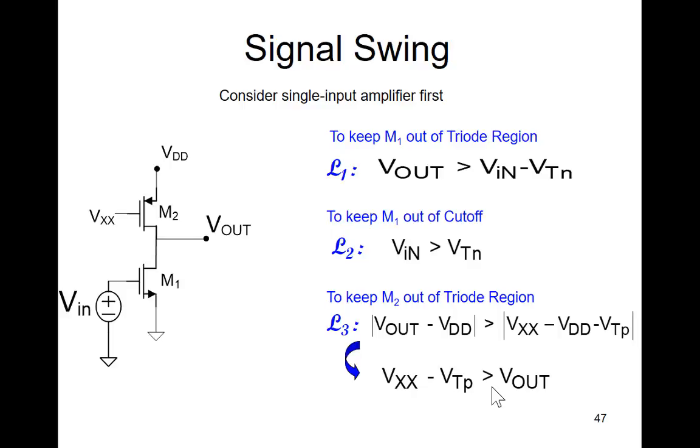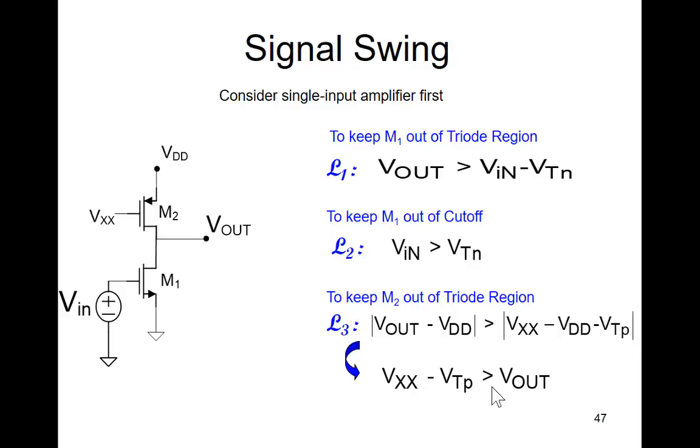To keep M1 out of triode region, VDS has to be bigger than VGS minus VT. VDS is V out here. So V out, and VGS minus VT, VGS is Vn. So V out has to be bigger than Vn minus VTn. To keep M1 out of cutoff, we want to keep this in saturation, right? So to keep it out of cutoff, the gate to source voltage has to be bigger than the threshold voltage. VGS is Vn, has to be bigger than the threshold voltage.